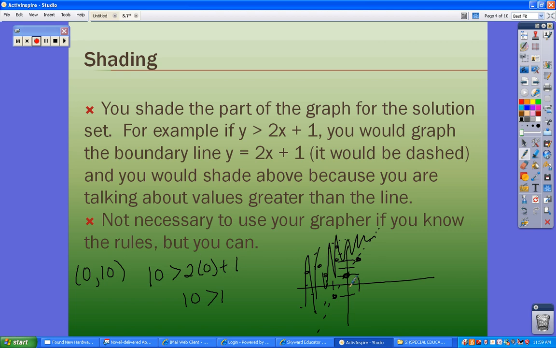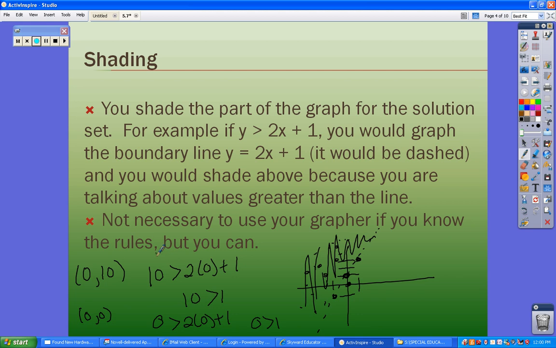For example, (0, 0) is definitely not in my solution set, and I could see that algebraically as well, because 0 is not bigger than 2 times 0 plus 1, because last I checked, 0 is not bigger than 1. So if it's not in the shaded region, it makes it false. If it is in the shaded region, it makes it true. If it's on the dashed line, it's also going to be false because it says greater than, not greater than or equal to.